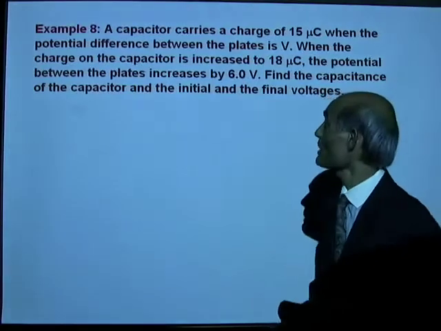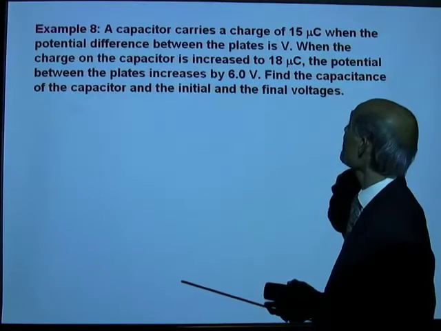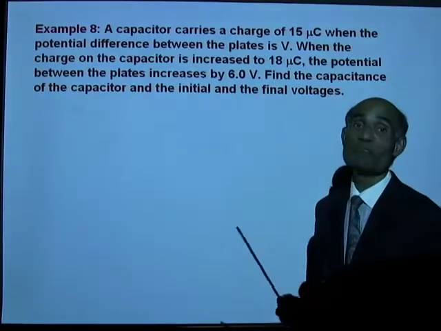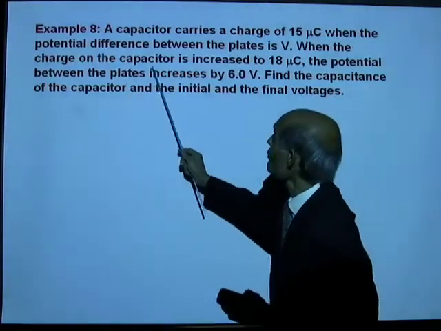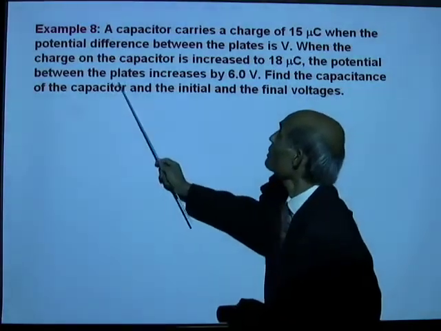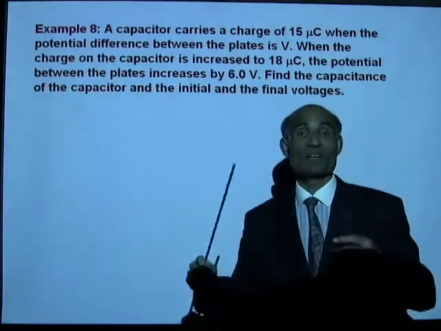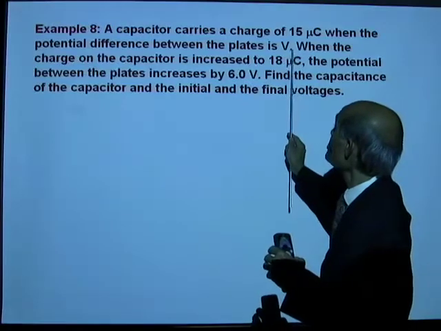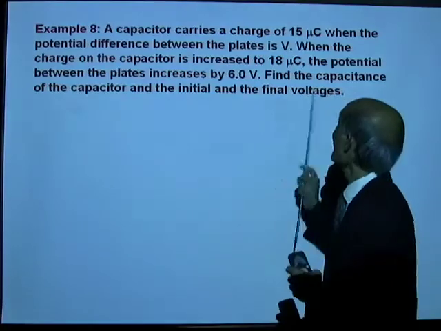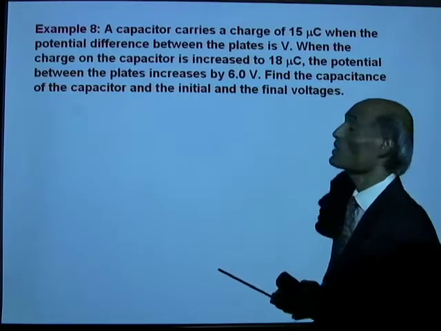Okay, let's do another one. A capacitor carries a charge of 15 microcoulomb when the potential difference between the plates is V. When the charge on the capacitor is increased to 18 microcoulomb, the potential difference between the plates is increased by 6 volt. Now that means if the old potential is V, the new is now V plus 6. Find the capacitance of the capacitor and the initial and the final voltage.